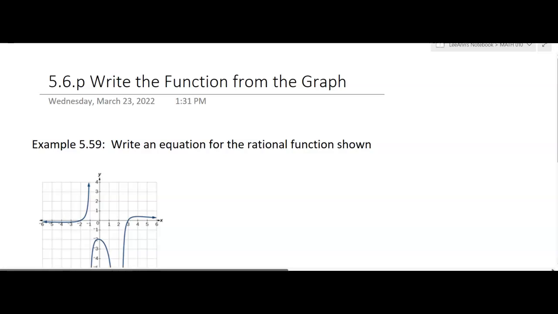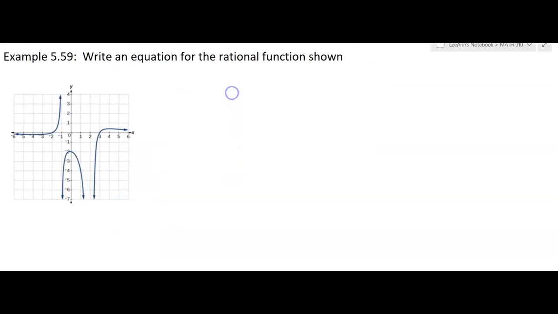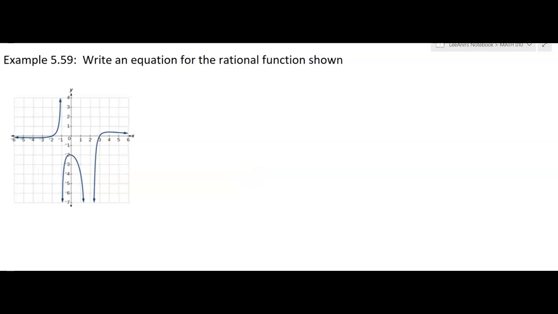So now we're going to work the other way. They're going to give us the graph, and we have to come up with the equation for the rational function. So we're going to look for those same pieces of information that we were using to graph it. Now, what I usually like to do is look at the asymptotes first.